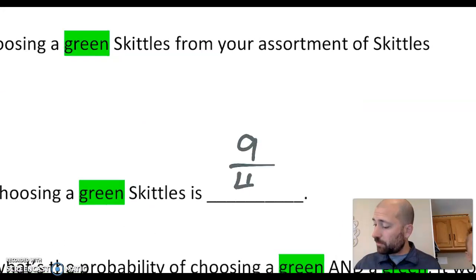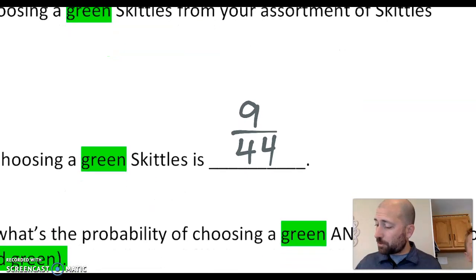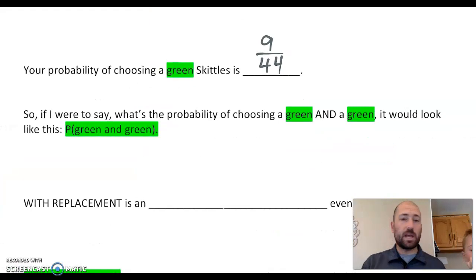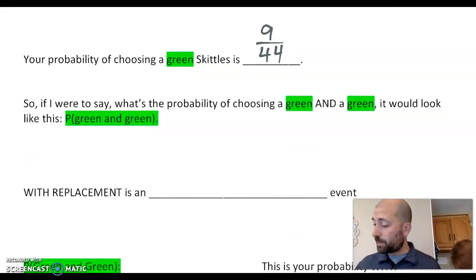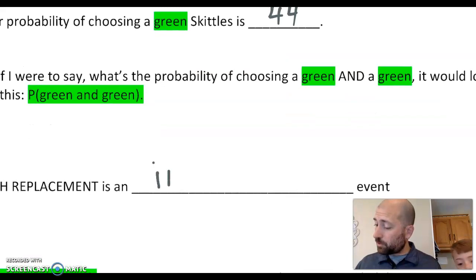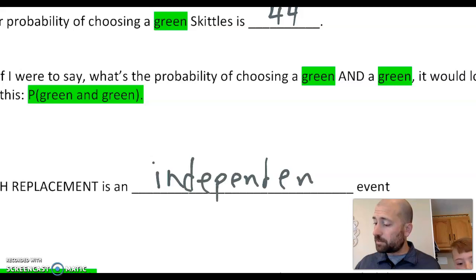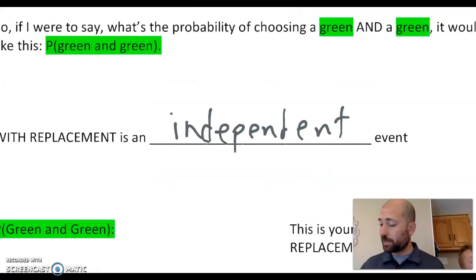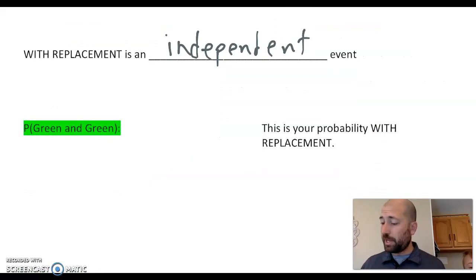9 over 44. So I want to choose a green and a green. With replacement means after I pick it up, I'm going to put it back in. So we call that an independent event. That means we're not changing the amount of greens or the total amount of Skittles after each time we pull one out. Okay. So our first one, green and green.